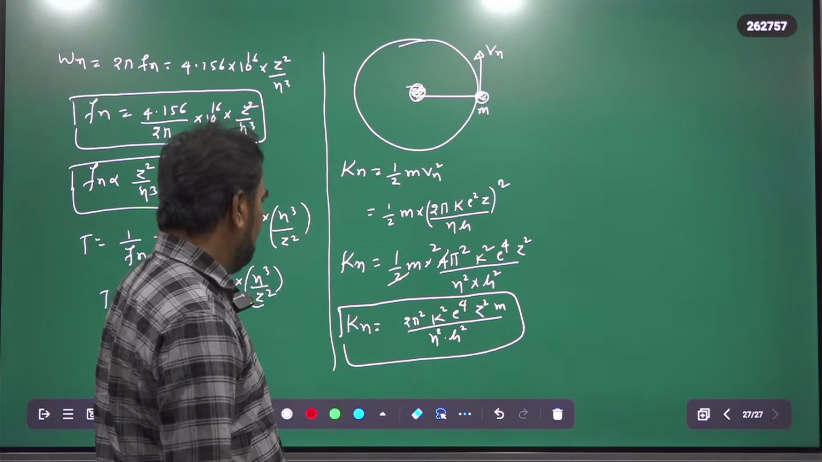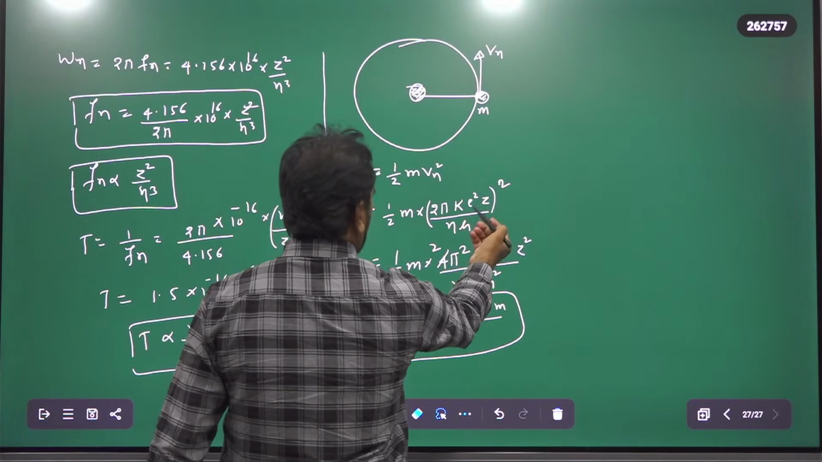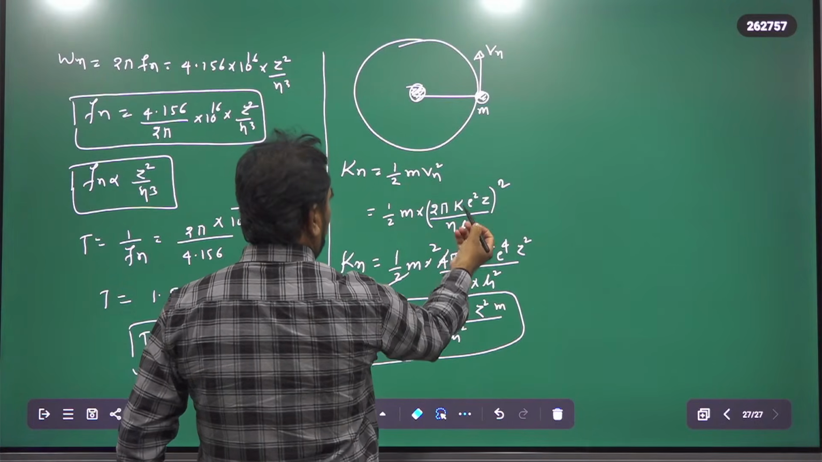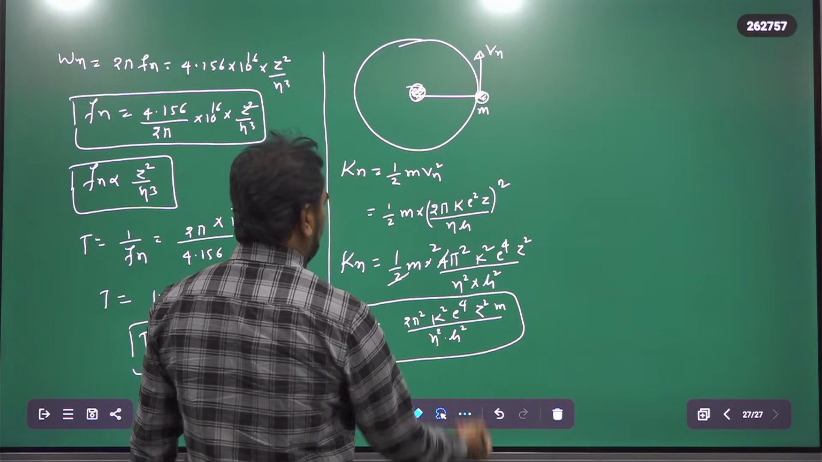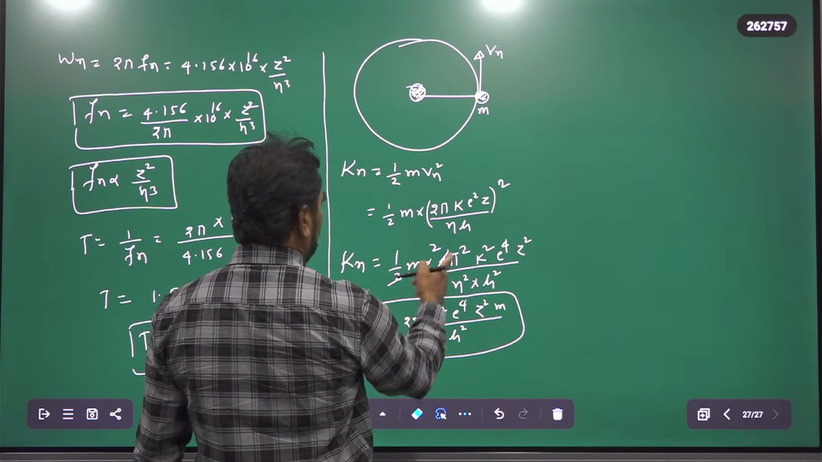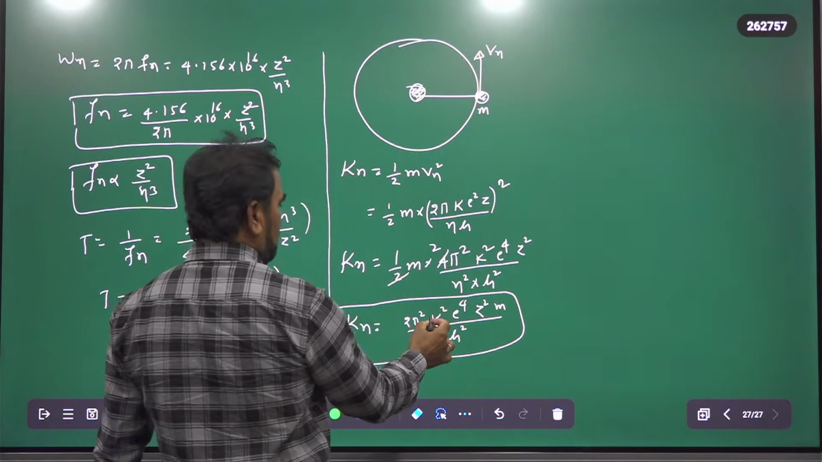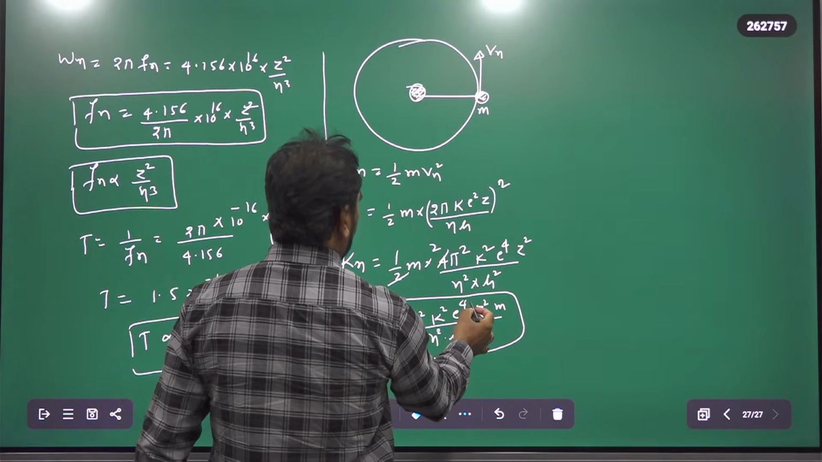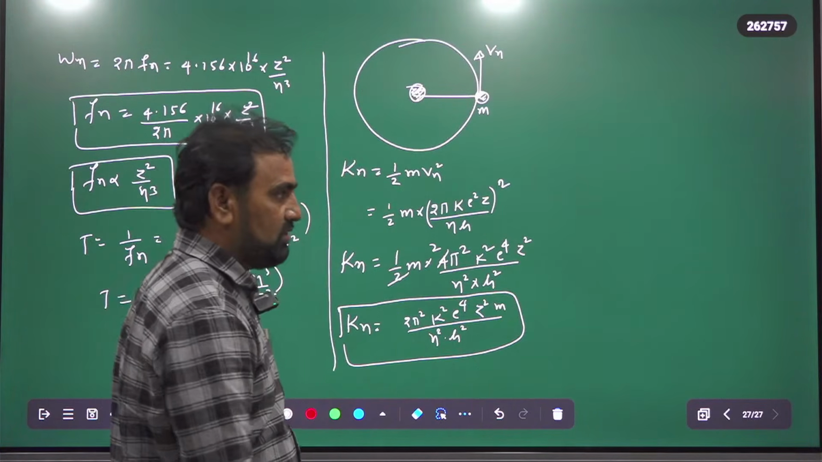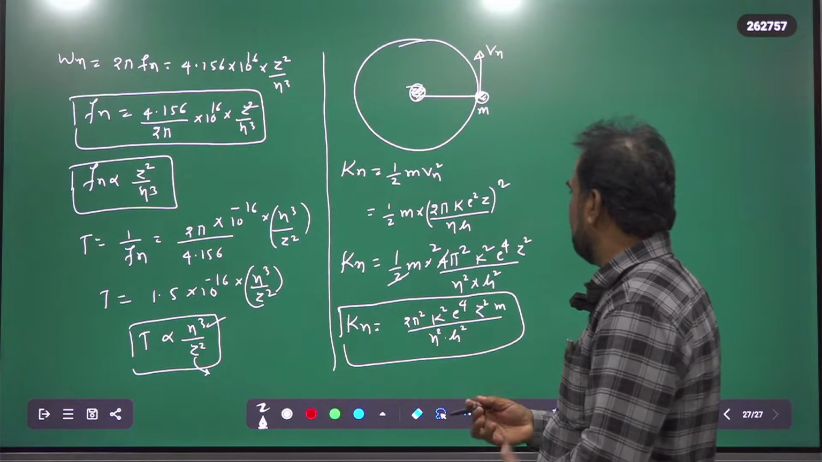See here, we have substituted the value of Vn, 2 pi k e square z upon nh. That would be 4 pi square k square e power of 4 into z square upon n square into h square. The 2 and 2 get cancelled out here. That is, Kn is equal to 2 pi square k square e power of 4 z square m upon n square into h square. So this is the kinetic energy of an electron in the nth orbit.